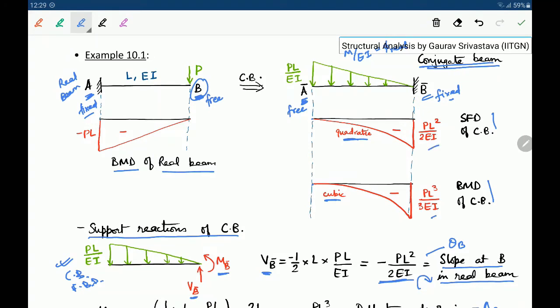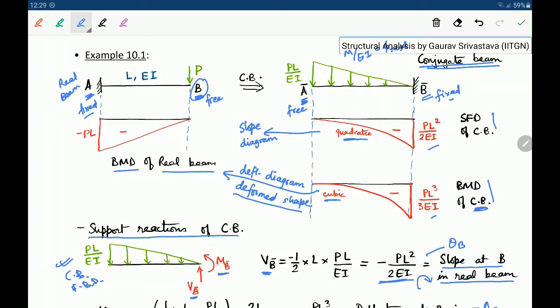Now this shear force diagram becomes the slope diagram of the real beam, and this bending moment diagram becomes the deflection diagram of the real beam. And the deflection diagram is also the deformed shape. So the bending moment diagram of the conjugate beam will give the deformed shape of the real beam.